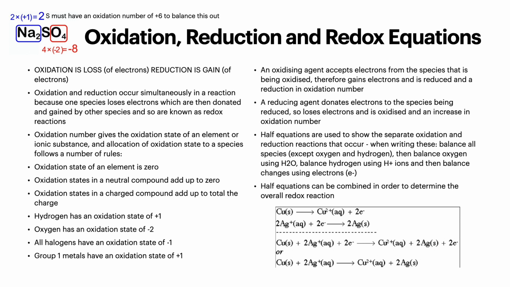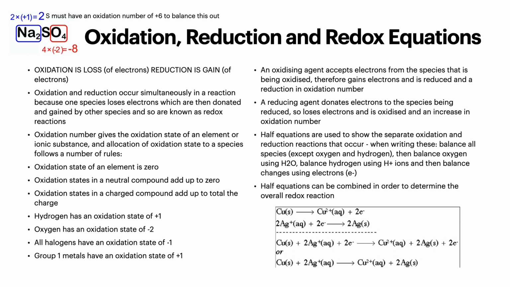So firstly, the oxidation state of an element is 0. Oxidation states in a neutral compound add up to 0. Oxidation states in a charged compound add up to the total charge. Hydrogen has an oxidation state of +1. Oxygen has an oxidation state of -2. All halogens have an oxidation state of -1. And group 1 metals have an oxidation state of +1.